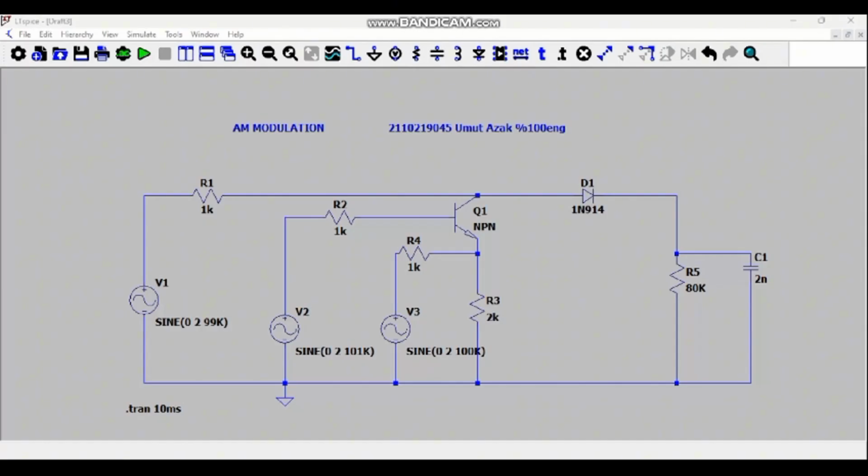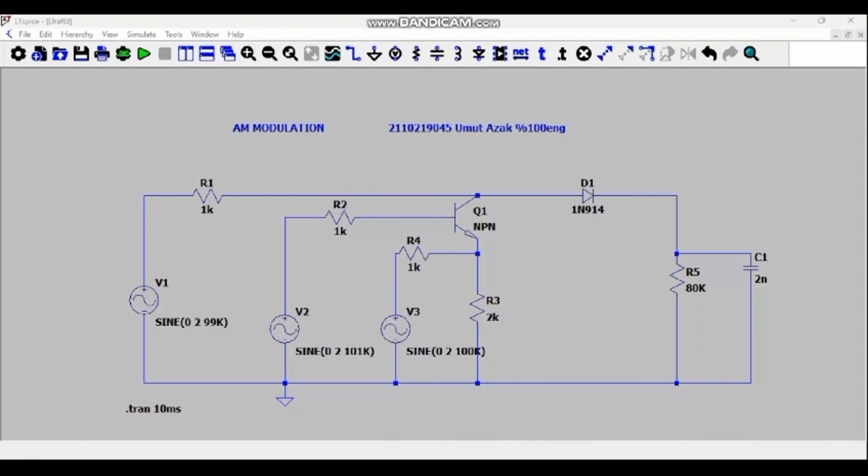How AM works? Amplitude modulation is a technique used in electronic communication, most commonly in radio broadcasting. In AM, the amplitude of the carrier signal is varied in proportion to the waveform of the input signal. The frequency and phase of the carrier remain constant. The signal is a combination of the carrier wave and sidebands, upper sideband and lower sideband, which carry the actual information, the modulating signal.